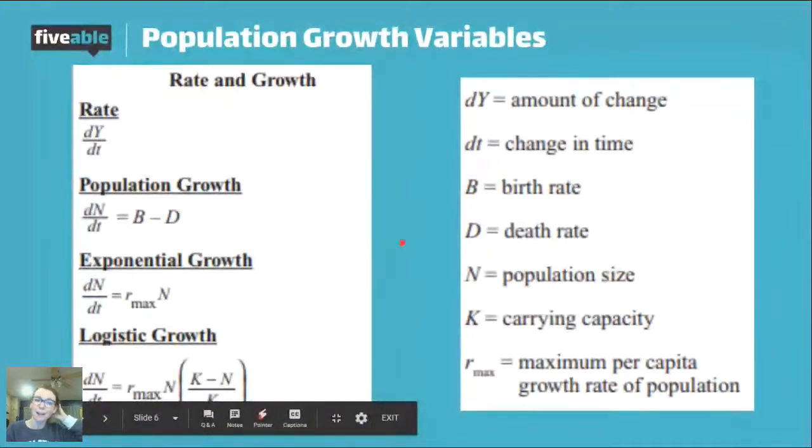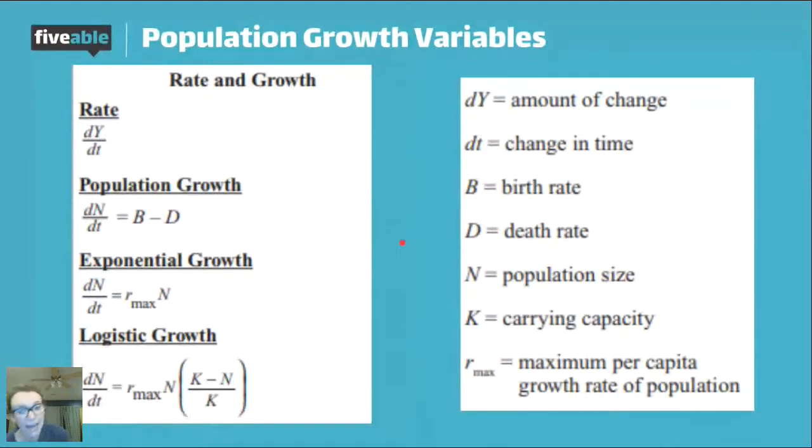So instead of just being R max times N, now we have R max times N times K minus N divided by K. K is the carrying capacity. So it's the carrying capacity minus the population size divided by the carrying capacity.